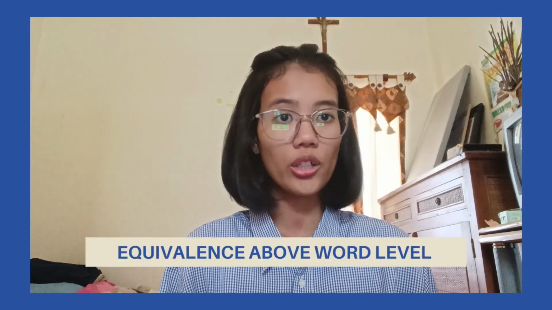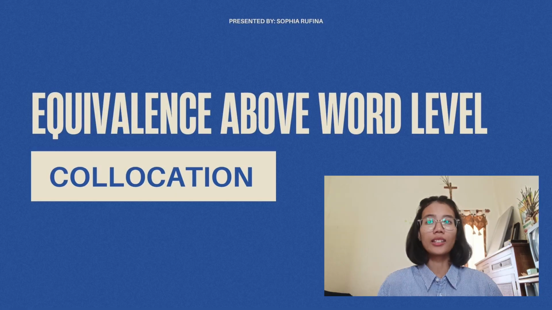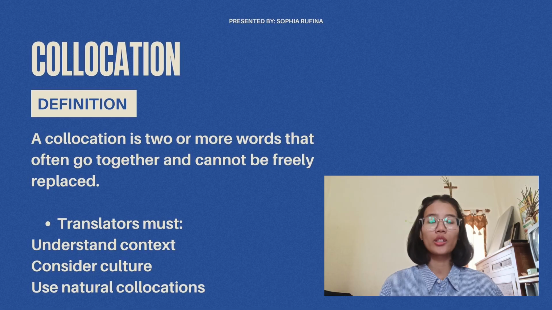Today I am going to explain about equivalence above word level. There are 2 points I will explain. First is collocation and second is idioms. So, let's get started. The first point is collocation. So, what is collocation? A collocation is 2 or more words that often go together and cannot be freely replaced.